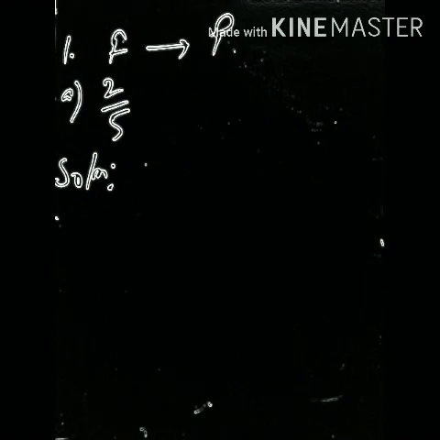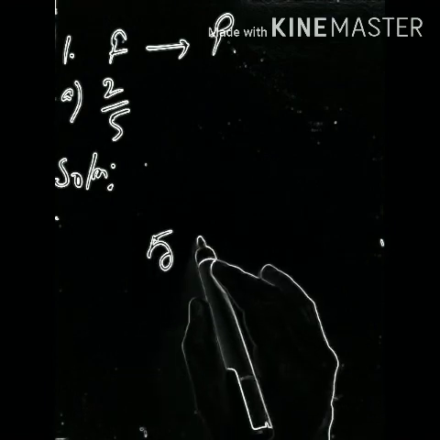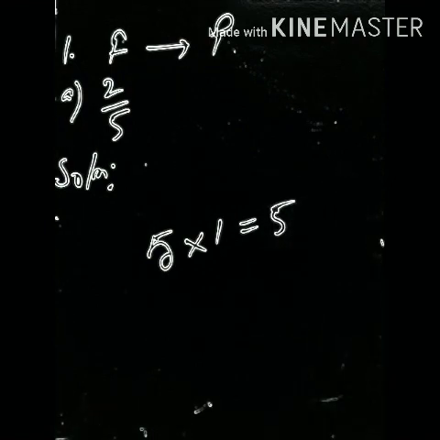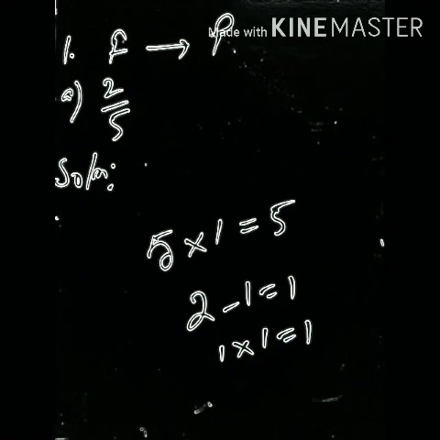Before I start my solution, let me put here some important points. Please do not forget this. If I say 5, then you can just multiply by 1 and you'll get 5. That means when a number is multiplied by 1, it doesn't affect the product. You'll get the same number only. So how do we get 1? 2 minus 1 also we get 1. 1 into 1 also you get 1. There are a lot of ways that you can obtain 1 through different operations.